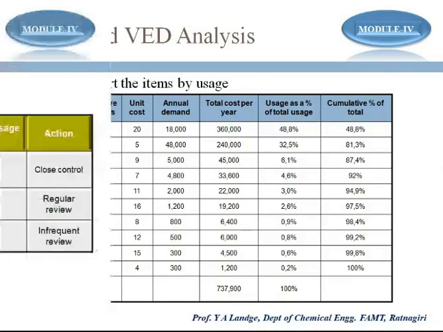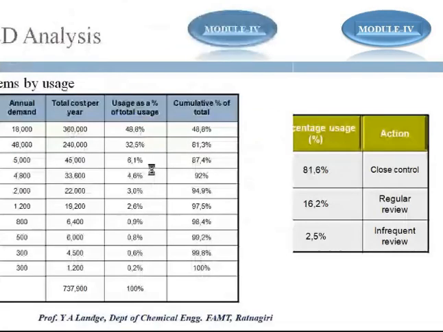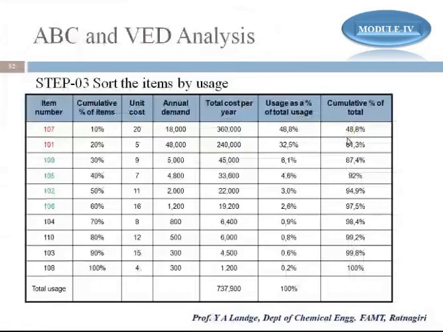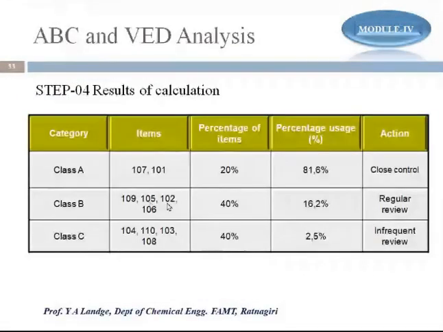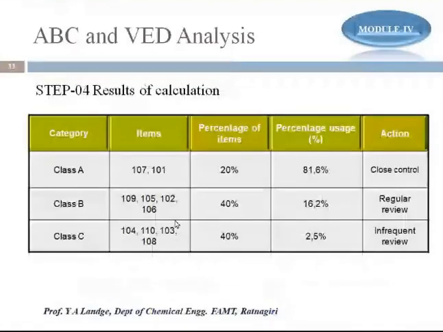So here the result, what we write: class A is between items 107 and 101, means these two items come under the A category. Class B, that is the B category, which is 109, 105, 102 and 106, and the remaining is under class C. You see here the percentage of items, it is 81%. Here is the 16.2% we have taken, and here is only the 25% that you have taken.